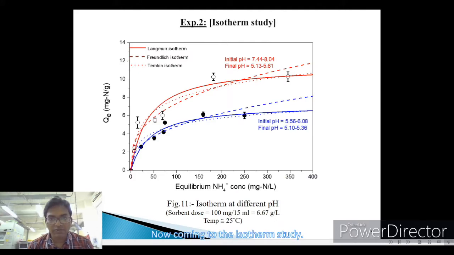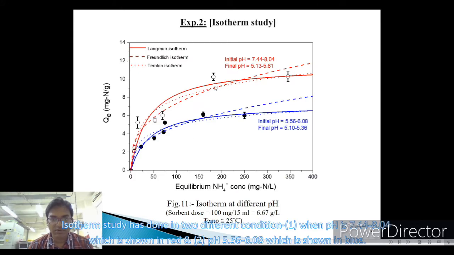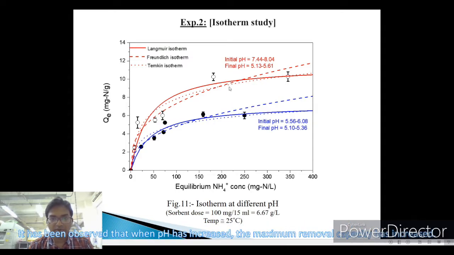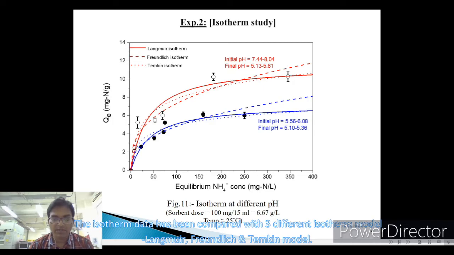So these are the isotherm studies. The isotherm study has been considered in two different ways. First is when initial pH was around 7.44 to 8.04, which is marked in red, and the second case is when initial pH was 5.66 to 6.008, which is marked in blue. It has been found that when initial pH is increased, the removal capacity also increases, and our data has been compared with three different isotherm models: Langmuir, Freundlich and Temkin.